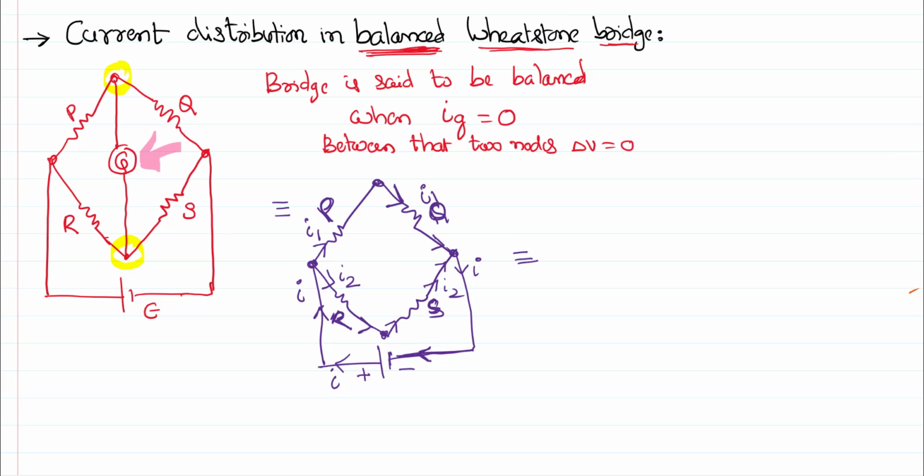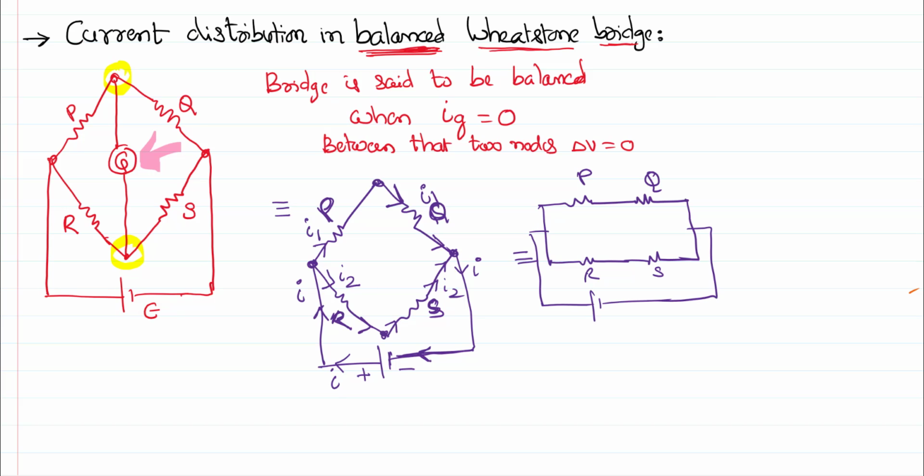So if you draw a further simplified circuit, it could be like this. P, Q, R, S. Just for an understanding, I am redrawing the circuit. So here current I starts. After reaching this junction, it splits as I1 and I2. Here both of them join and come back. So P and Q are in series. So the effective resistance of P and Q, because they are in series, is P plus Q, right? The effective resistance of R and S, because they are in series, is R plus S.